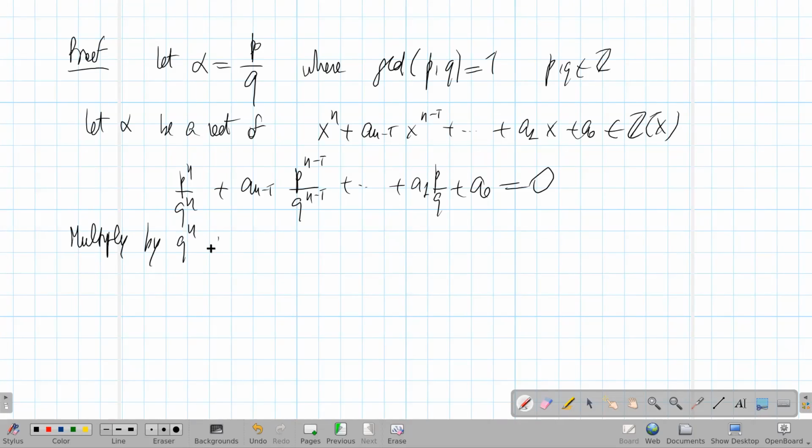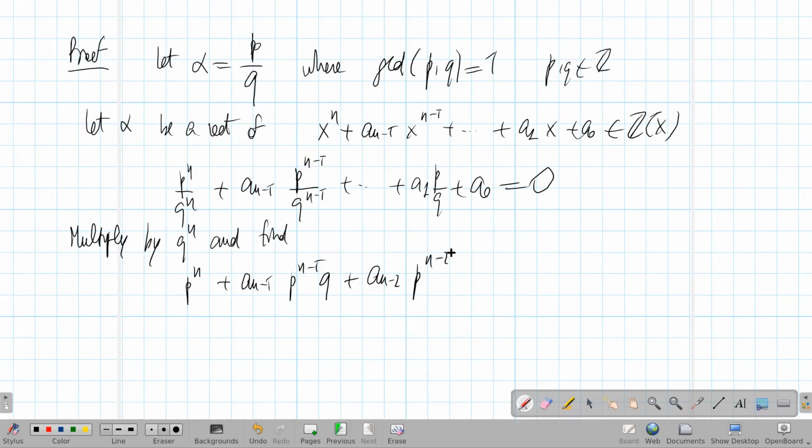Okay, and find what? Well, all denominators vanish, and we have p to the n here, and then here, since you have q to the n minus 1 in the denominator, there will be a q coming out. Let's write the next term.